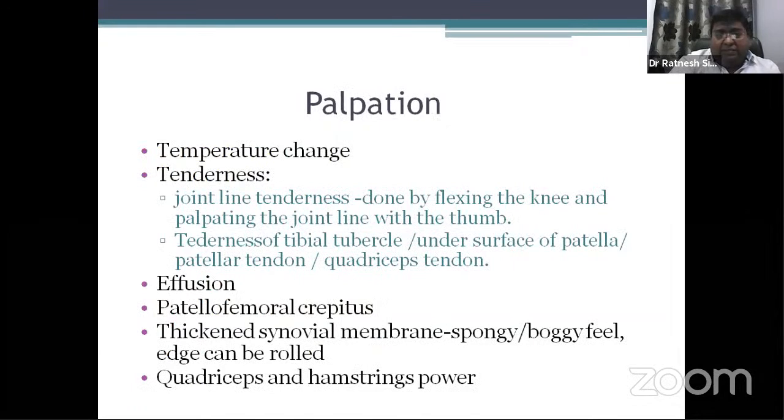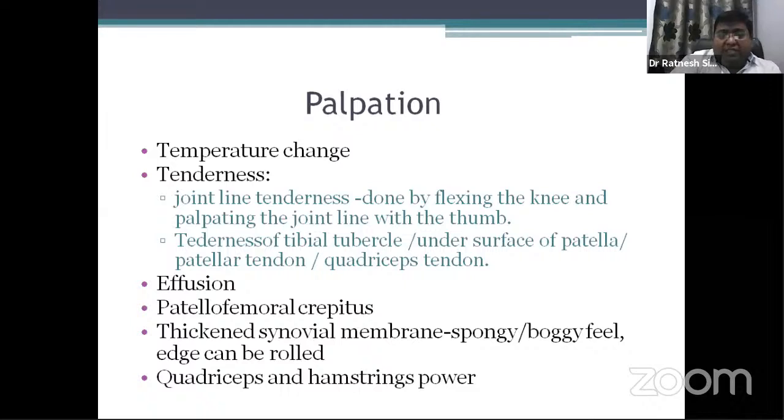Then palpation. Palpate the knee properly. Look for the temperature change. Usually in case of infection, the temperature is raised around the knee joint. Look for the tenderness. First check for the joint line tenderness. It is done by flexing the knee and palpating the joint line with the thumb. Next, you check the tenderness of the tibial tubercle, under surface of patella, patellar tendon, and quadriceps tendon.